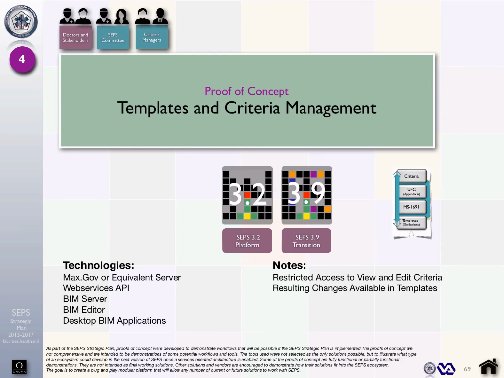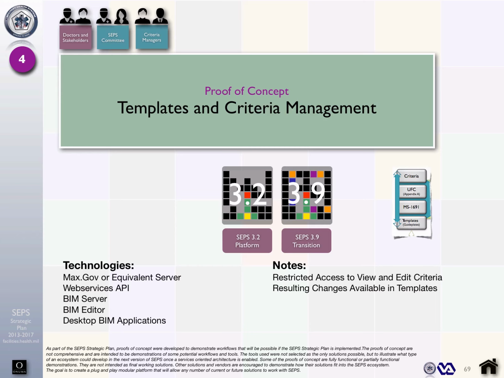Proof of concept number 4, templates and criteria management. This proof of concept is specifically about how criteria and templates can be managed and maintained. This is not for the SEPS end user, but for the criteria managers, the committee, and the stakeholders that are involved in updating information about criteria.